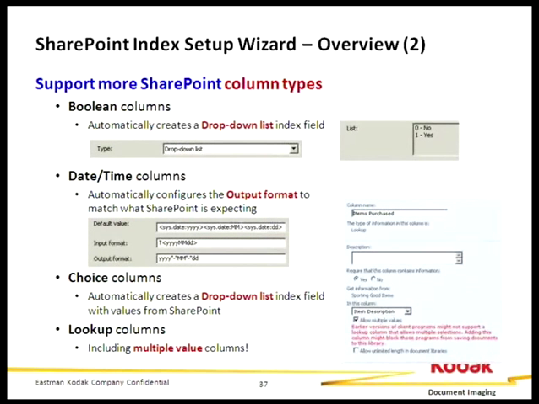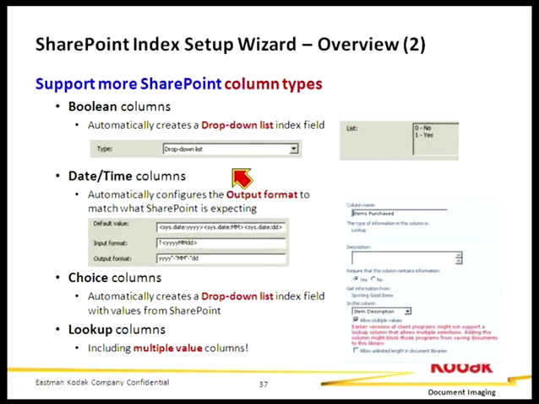We also support more SharePoint column types. So we support Boolean columns. In SharePoint, a Boolean column can either have a value of 0 or 1, which is a no or a yes. And so what we do in Capture Pro is automatically create a drop-down list with 2 valid entries. When the data gets output to SharePoint, the value that actually gets stored in the SharePoint column will either be a 0 or 1.